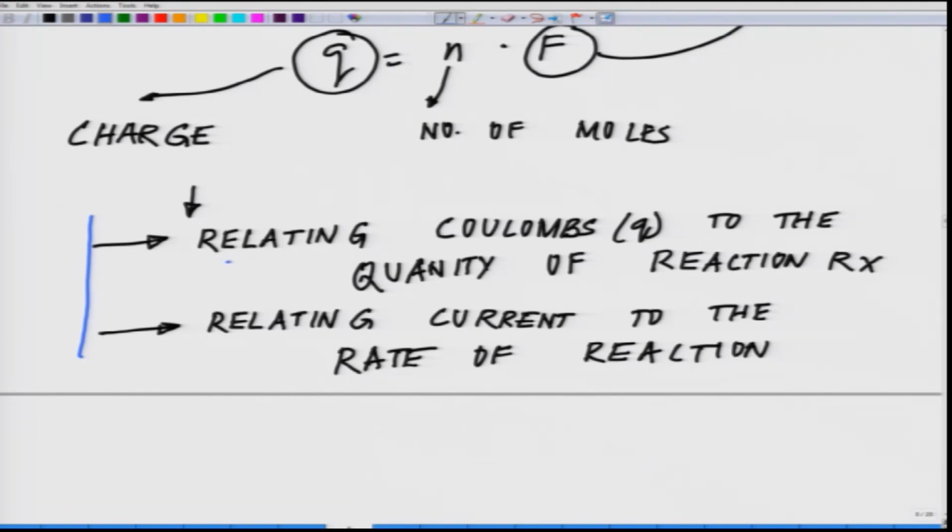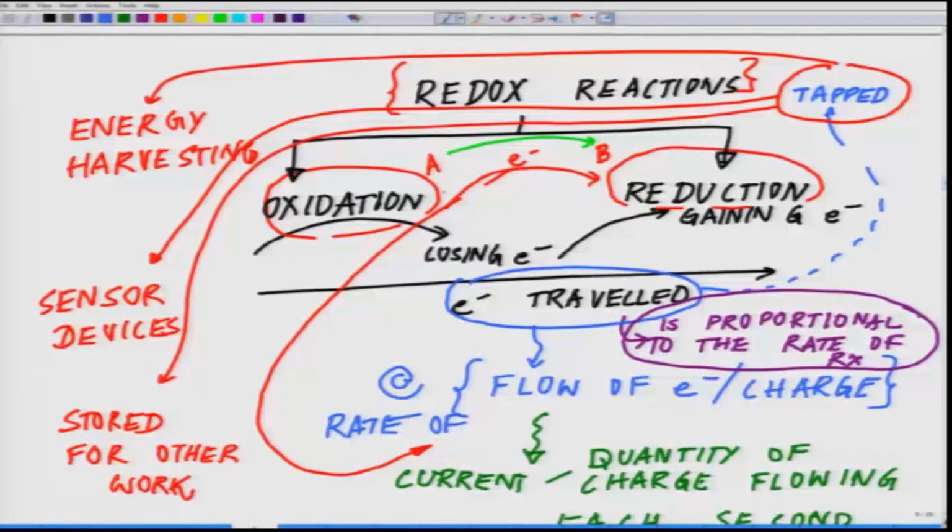What I said, relating coulombs, in other words charges, to the quantity of reaction. Why is this important? Because if we go back to the basic concepts, when there is a reaction taking place like this, there are electrons which are travelling. If the electrons are travelling across it, that essentially means there is some form of charge transfer which is taking place, and this charge transfer is proportional to the rate of the reaction. Okay. So, there is a charge transfer. Now, in the light of this, charge transfer is directly proportional to the rate of the reaction.